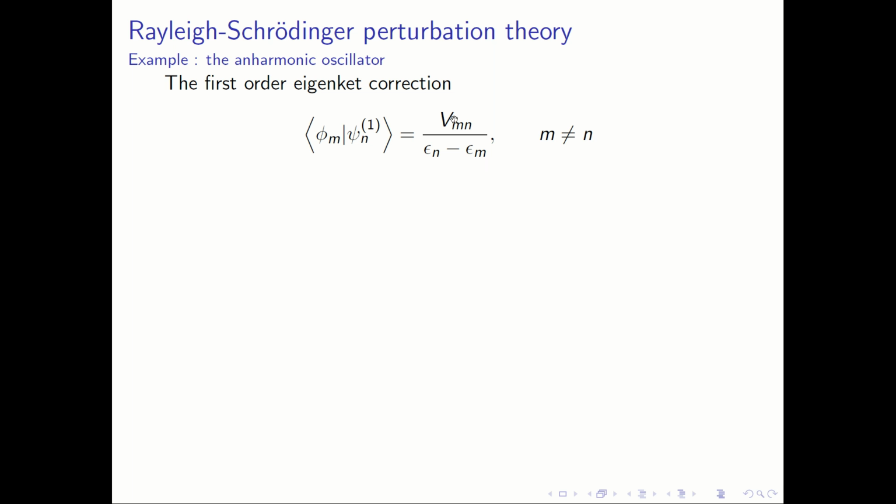and from perturbation theory we already know that they have to be Vmn by epsilon n minus epsilon m for m not equal to n. Let me remind you that perturbation theory, that is Rayleigh-Schrodinger perturbation theory, does not tell you what this overlap will be for m equals n.